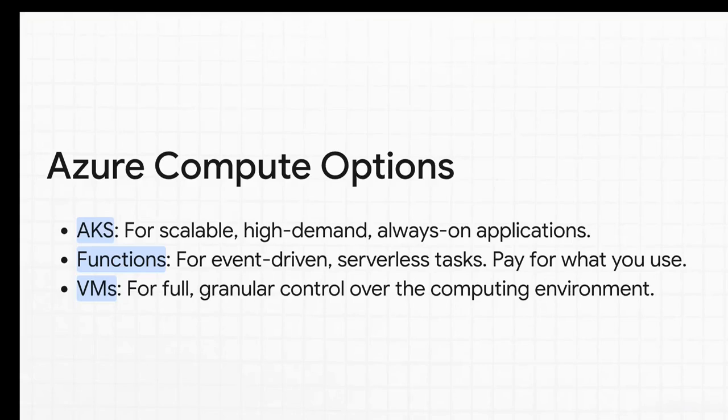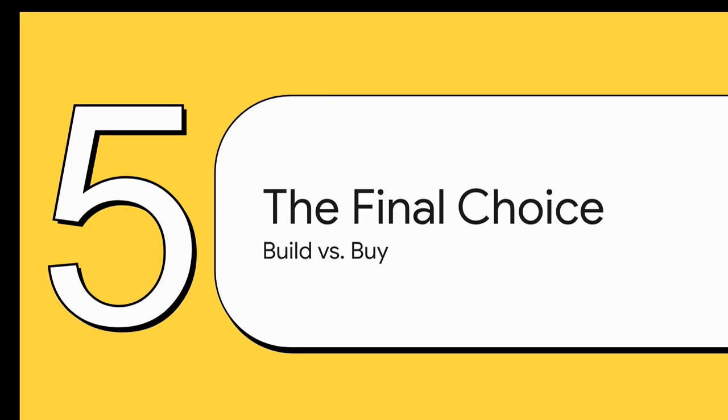And Azure gives you a few really powerful ways to do this. If your app is going to be huge, with millions of users hitting it all the time, you'll want the massive, always-on power of something like Azure Kubernetes Service. But what if you only need the prediction once in a while? Well, then a serverless tool like Azure Functions is perfect, because you only pay for the split second it's actually running. And of course, if you need absolute, granular control over every little thing, you can always go with a classic virtual machine.